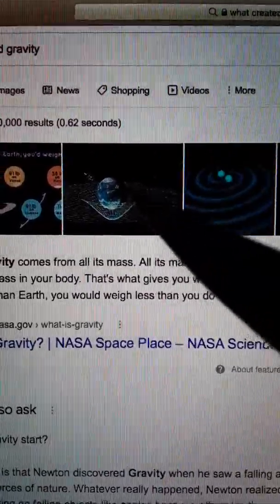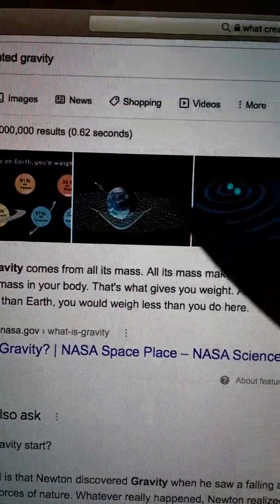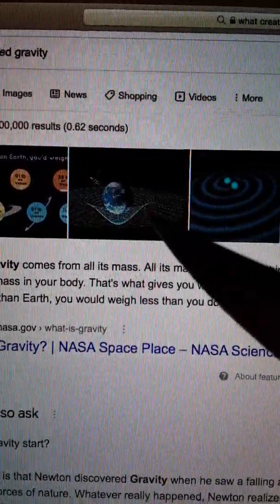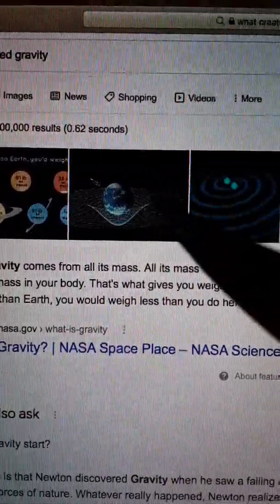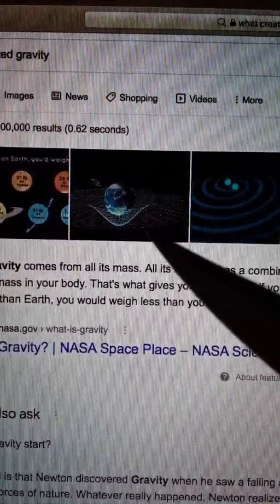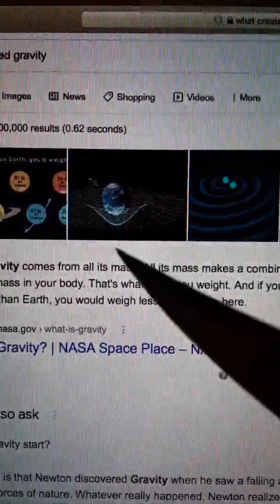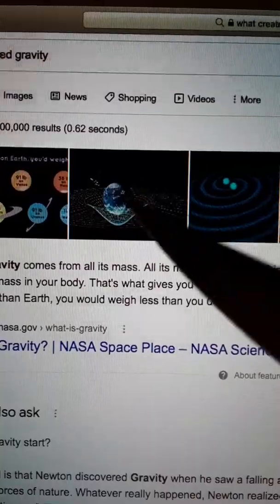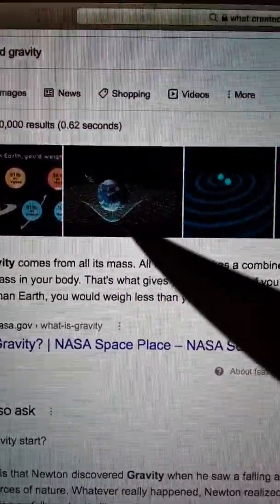Okay, because they'll tell you at institutes of alleged higher learning, they'll pull out a trampoline and put a bowling ball on it and try to tell you that the bowling ball represents the Earth and the trampoline represents the fabric of space-time. And when the bowling ball is on it, it curves the trampoline, and they say that's what the Earth is doing in outer space upon the fabric of space-time.